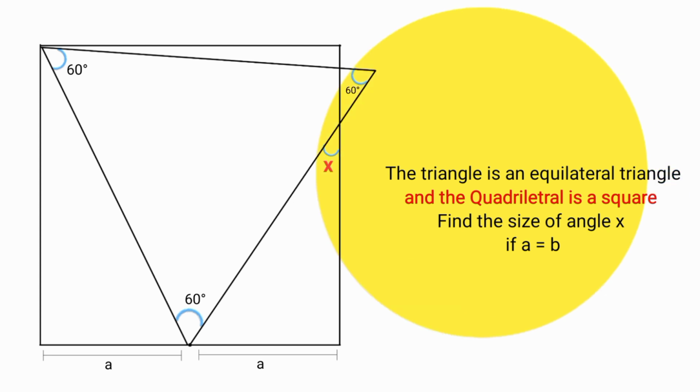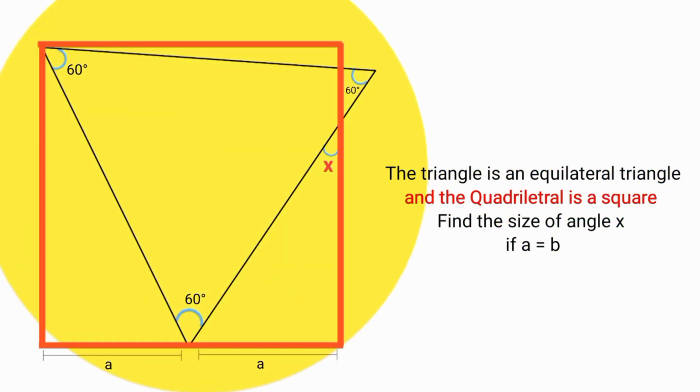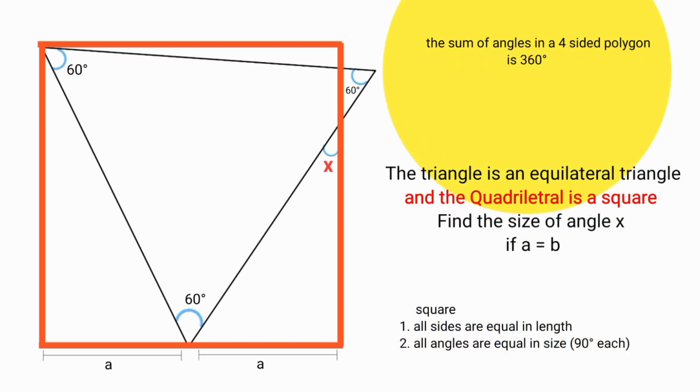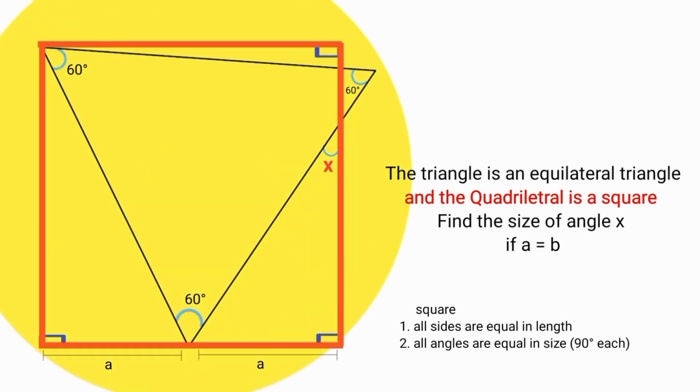Now coming here, they say this is a square-shaped quadrilateral. A square-shaped quadrilateral is a quadrilateral with all of its four sides equal in length and all its interior angles 90 degrees, because the sum of angles in a four-sided polygon is 360 degrees, and 360 degrees divided by 4 angles of a square is 90 degrees. So that means this, and this here are right angles. And also, these sides here are equal in length.